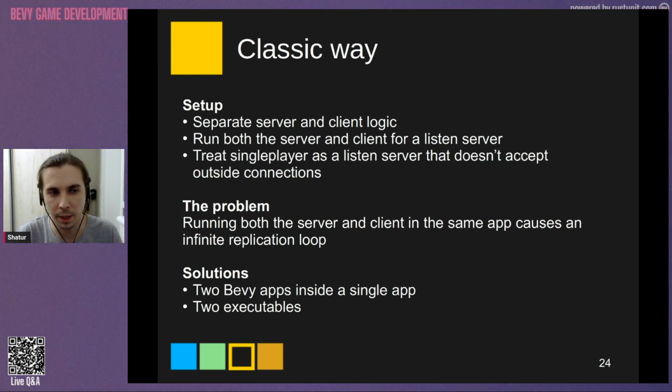But there is a problem. Running both server and client in the same app would cause an infinite replication loop. It's because we use change detection. On the server, we detect changes and send them to the client, and the client applies the changes, which also triggers change detection, and this would cause an infinite replication loop even if you don't have any changes. So possible solutions would be to use two Bevy apps inside a single actual app via separate threads, or two executables.